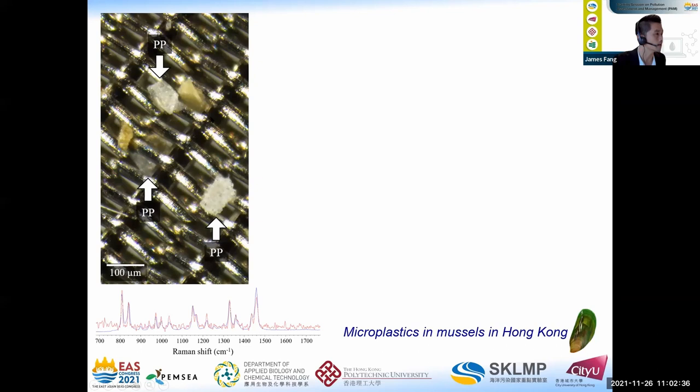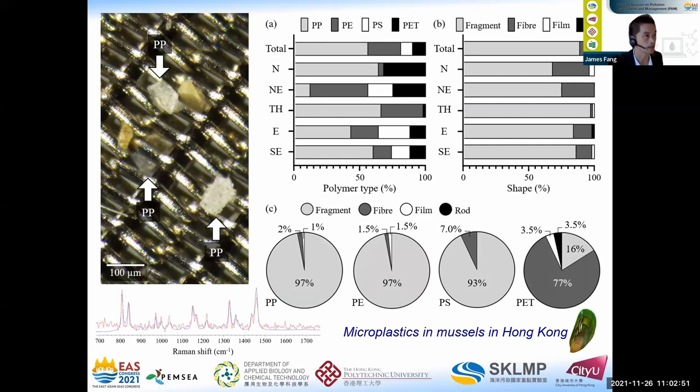On this slide, I show you the Raman spectrum of polypropylene isolated from the mussel sample collected from Hong Kong water. Three pieces here. Polypropylene represents the most abundant polymer type in mussels in Hong Kong. As we have discussed, when we report the data, we report the polymer type, and we report the shape in terms of each polymer type. Okay? Something interesting we found here, a lot of this microplastic is in fragment form. However, PET mostly occurs in fiber.